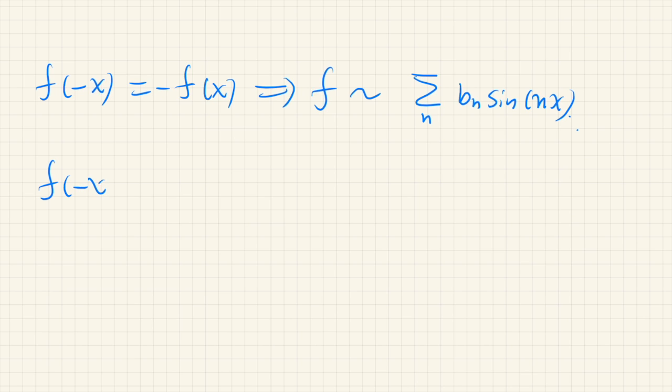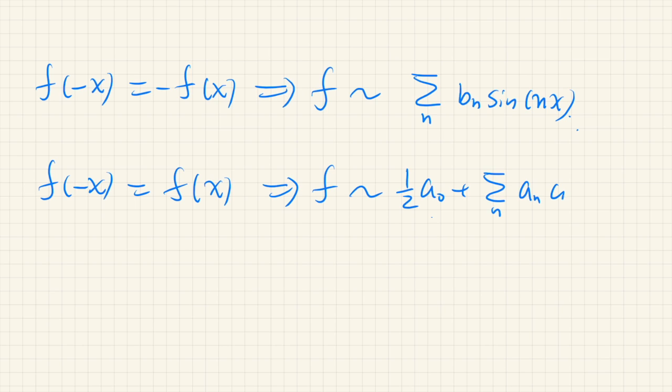And when a function is an even function, that is when f of negative x is equal to f of x, then its Fourier series contains only the cosine terms and possibly some constant term. That is something like this. And this is called Fourier cosine series. So let's start. Let's consider a few more examples.